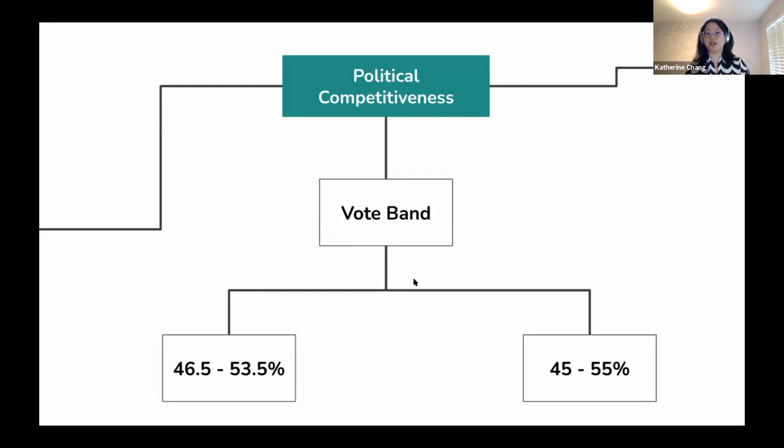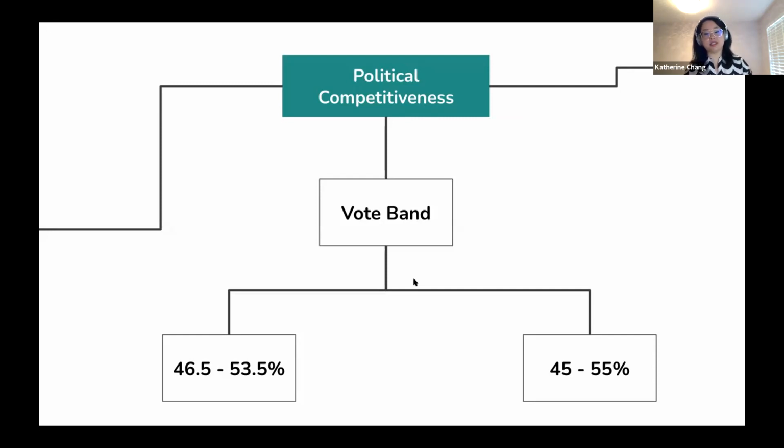There are many different ways to define competitiveness, and there is no prevailing agreed upon standard. Today, I'll focus on just one approach, a commonly used method called the vote band. The vote band method outlines that a district is considered competitive if its Democratic and Republican vote share falls within a specific range. There are two commonly used ranges, 46.5 to 53.5% and 45 to 55%.